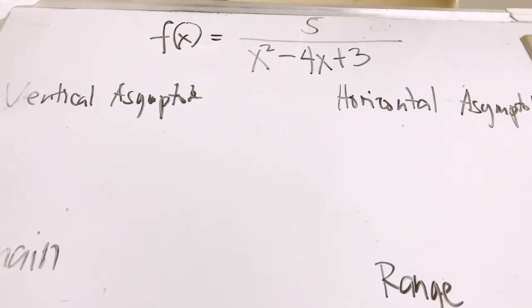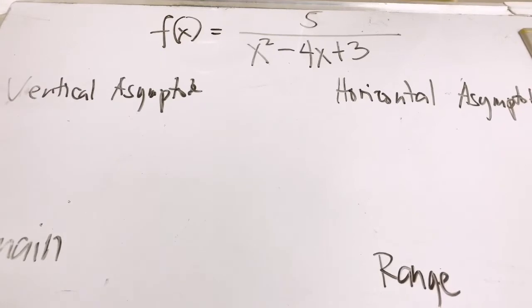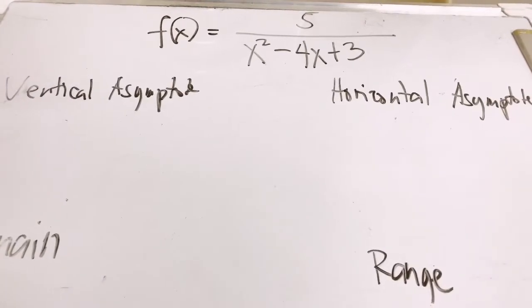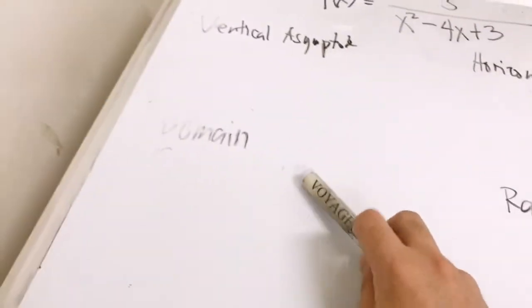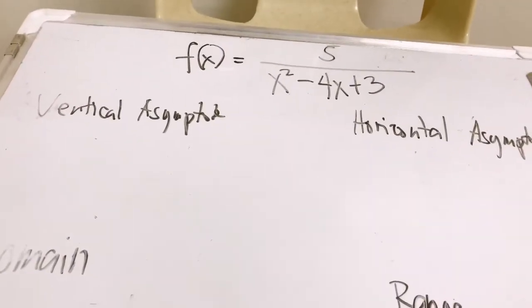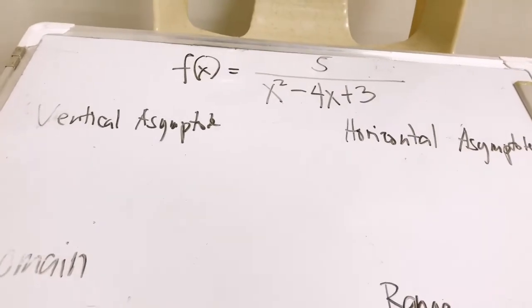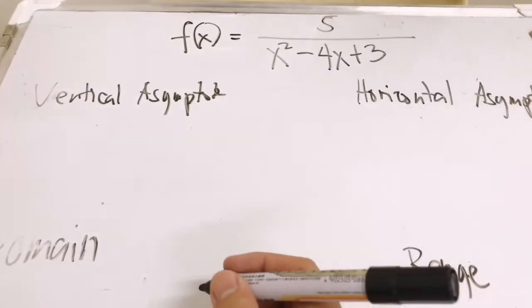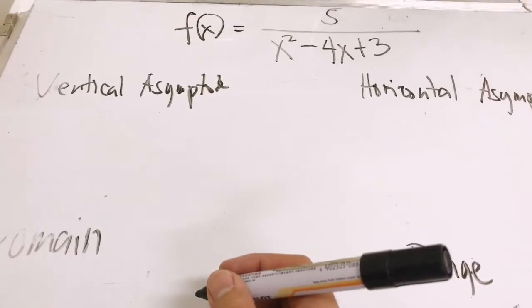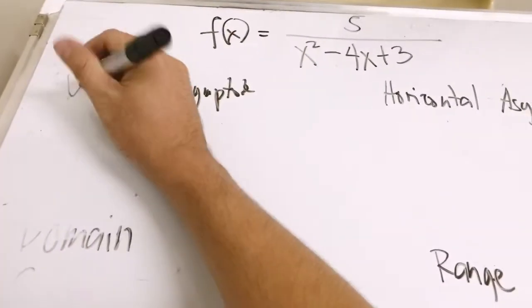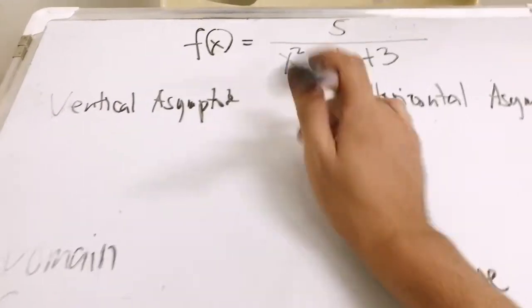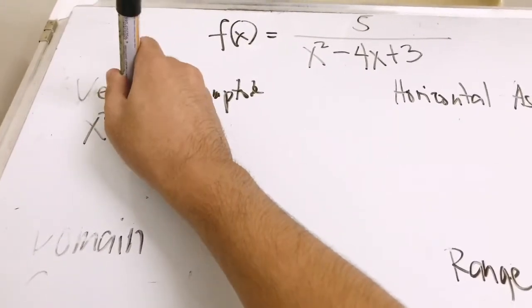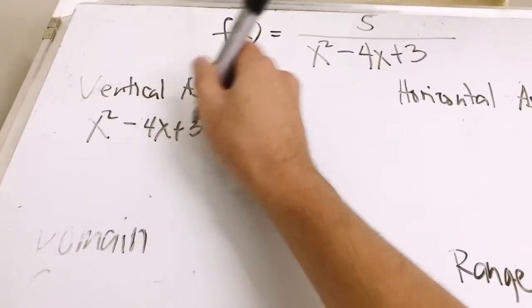Let's proceed now to another example. If we have 5 over x squared minus 4x plus 3, let's identify now the vertical asymptote, the horizontal, the domain, the range, the x-intercept, and the y-intercept. Okay? So let's start with the vertical asymptote. Again, the steps in finding the vertical asymptote: equate the denominator to 0, then find the value of our variable x. Since our denominator is x squared minus 4x plus 3, we have x squared minus 4x plus 3 is equal to 0.